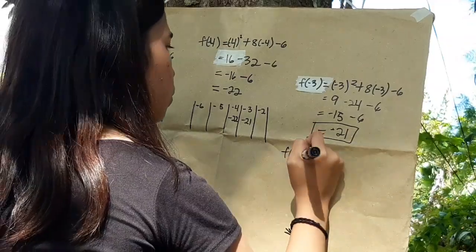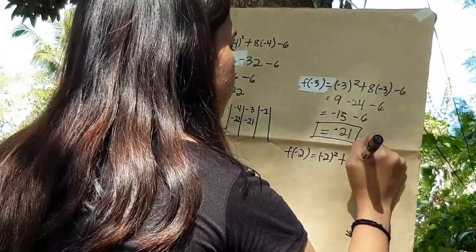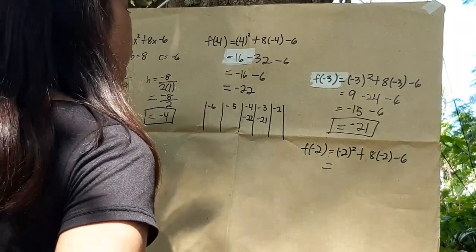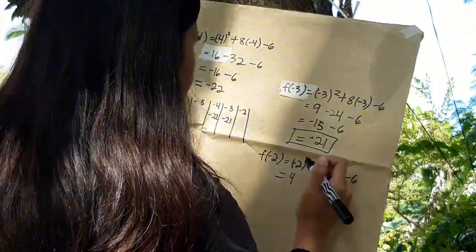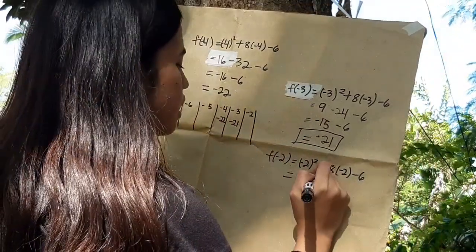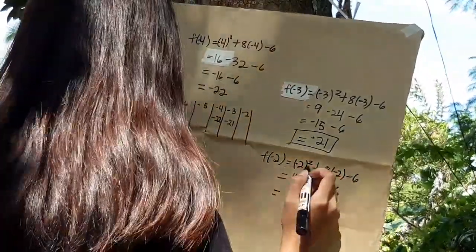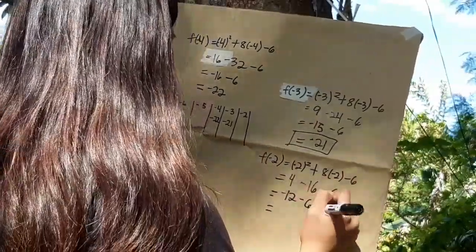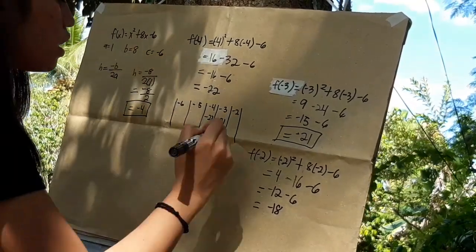F of negative 2 equals negative 2 squared plus 8 times negative 2 minus 6. Negative 2 squared is positive 4, and 8 times negative 2 is negative 16. Copy the 6. 4 minus 16 is negative 12, and negative 12 minus 6 is negative 18. So the y value of negative 2 is negative 18.